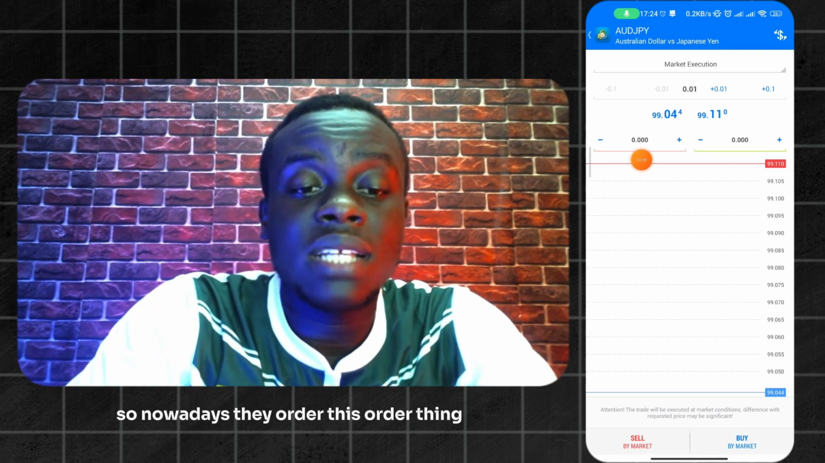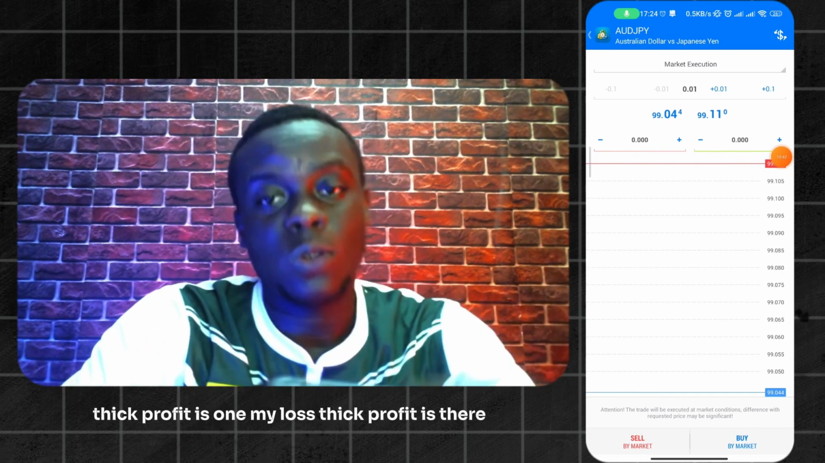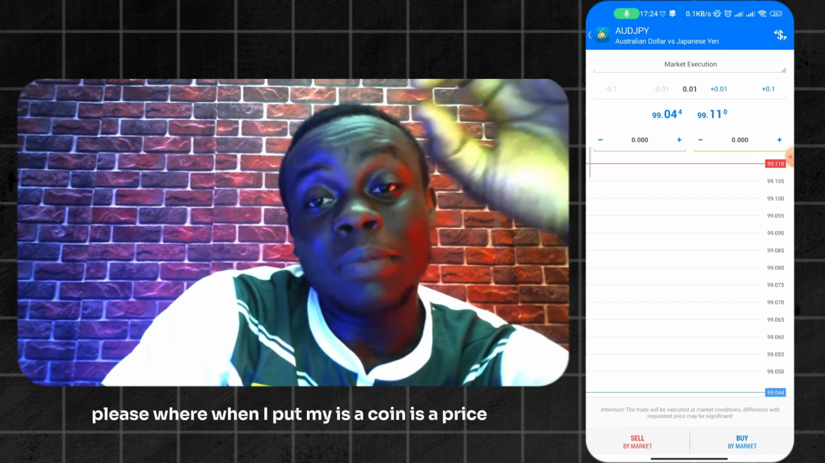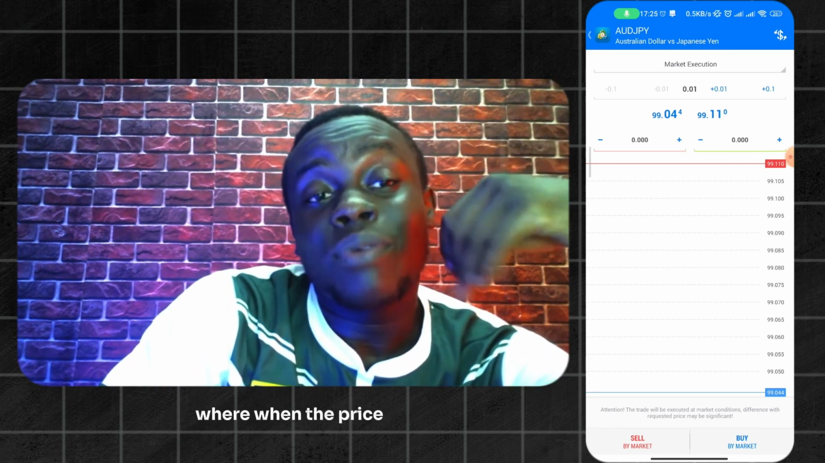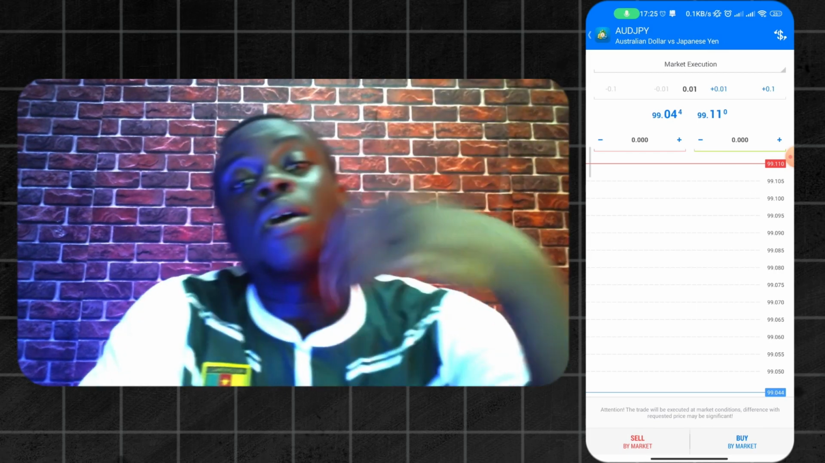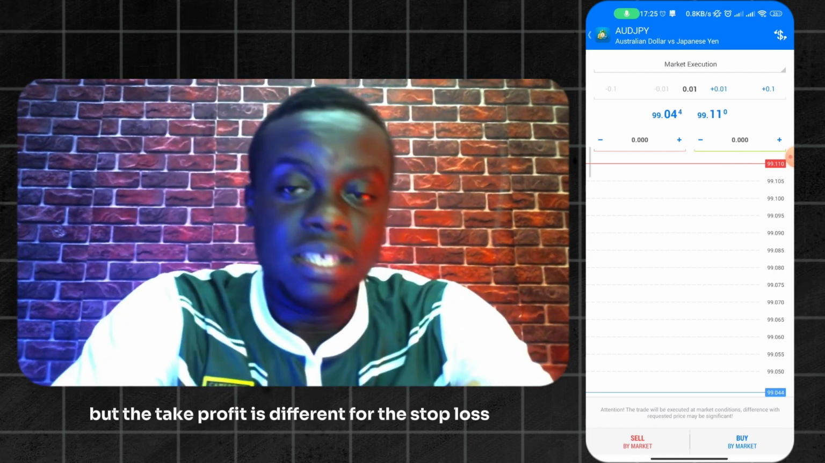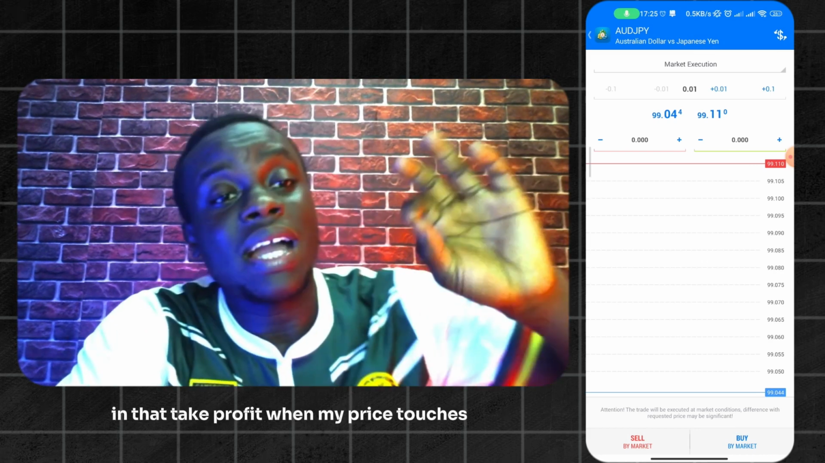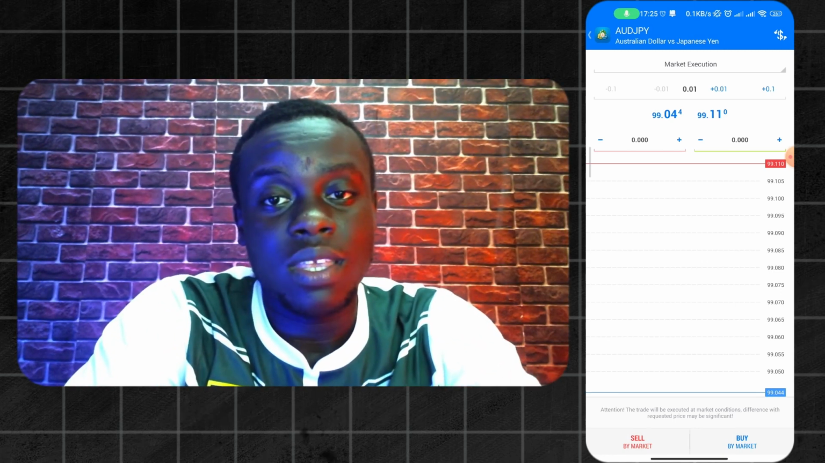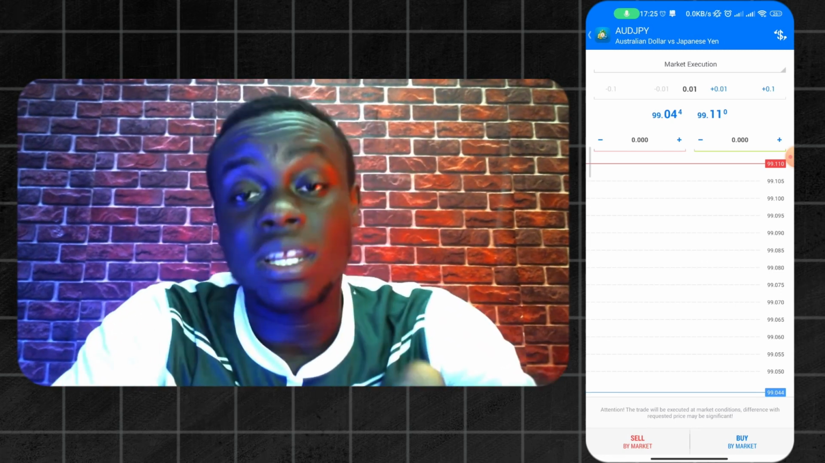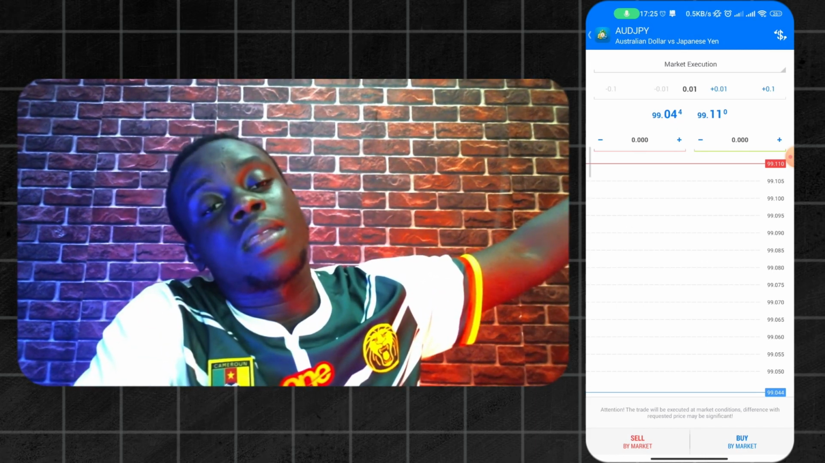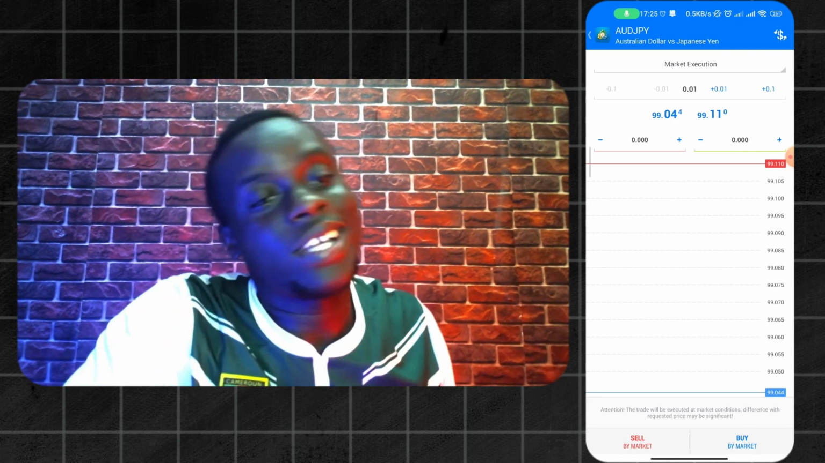Now there's this other thing, this green part, the take profit. Take profit is a price where, when the market price touches it, my trade is going to be closed. But the take profit is different from the stop loss in that when my price touches my take profit, it goes out of the market with a win. So maybe if I'm winning $400 in the trade, I will tell the market that when I reach $1,000, I want to get out. But it can be the opposite, the price can go back and touch your stop loss.